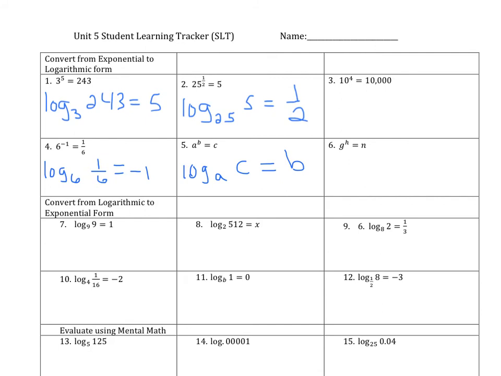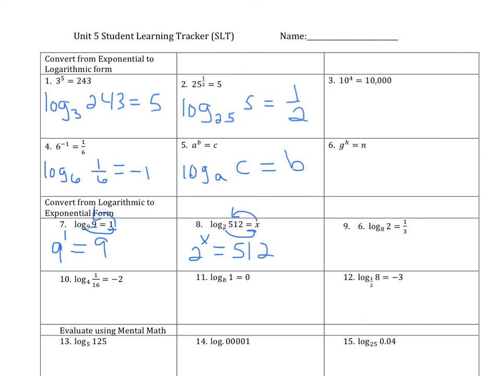Let's take a look at number 7. If we have log base 9 of 9 equals 1, we're going to convert that into exponents. So our base is 9, our exponent is 1, and our value is 9. So base, exponent, value. We're going to go around in a circle. In the next example, our base is 2, our exponent is x, and our value is 512. So we have 2 to the x equals 512. Go ahead, pause the video, try number 10 and number 11.